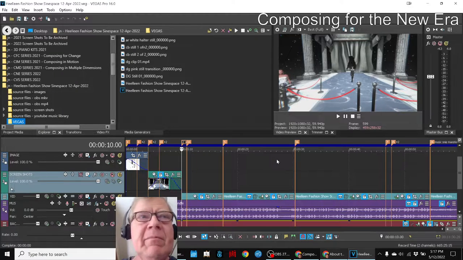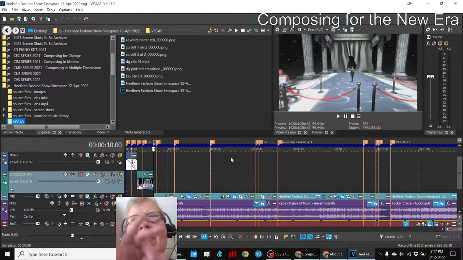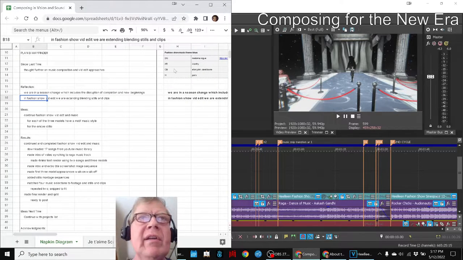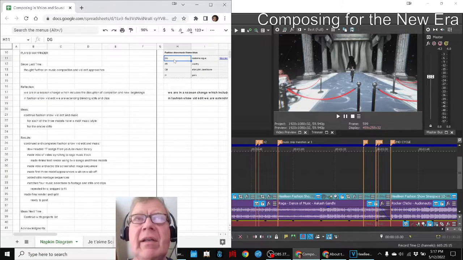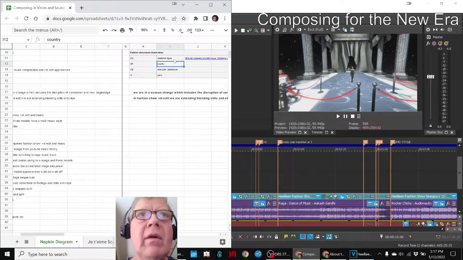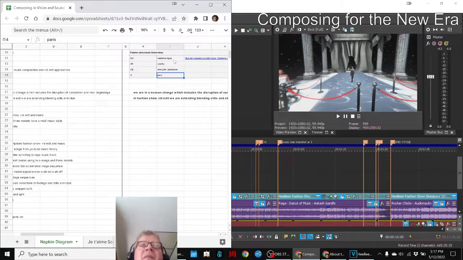So then we proceeded through this, and we had 3 models, and our design idea was each model, DG would get a Madonna Vogue theme, AR gets a country theme, and CB gets an Elton John David Bowie theme, and Helene, who is the moderator, gets a Paris theme. Well, by theme, we mean tonal color.